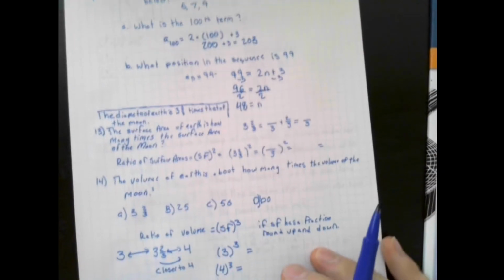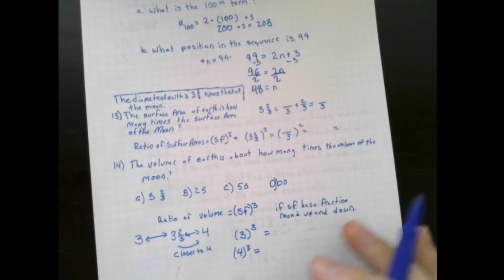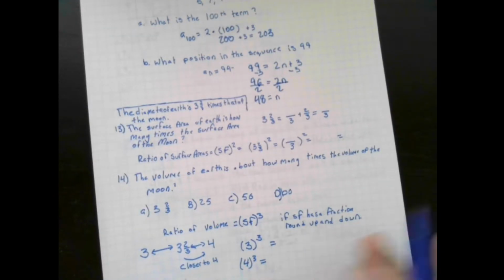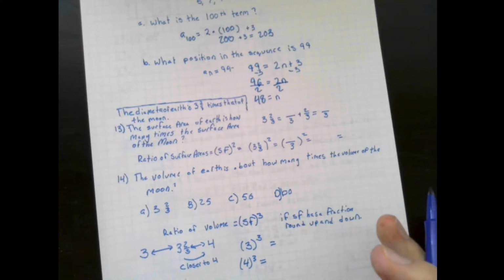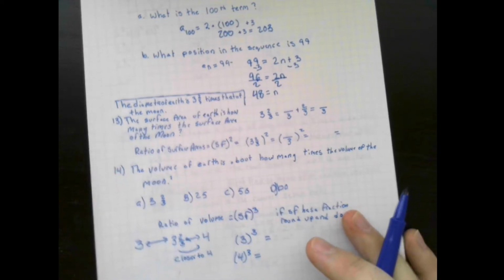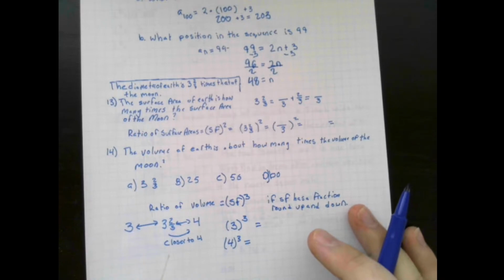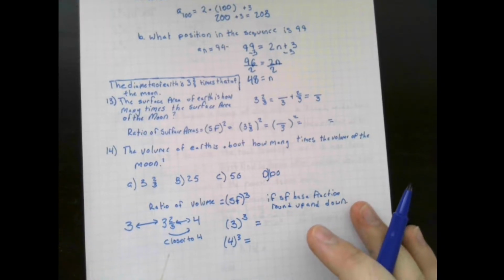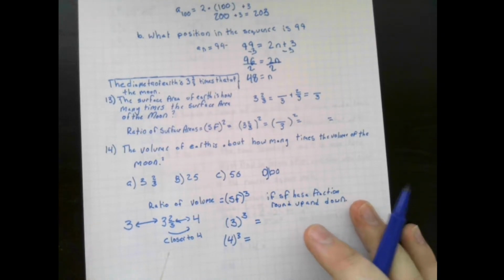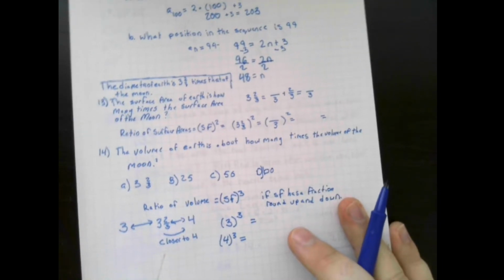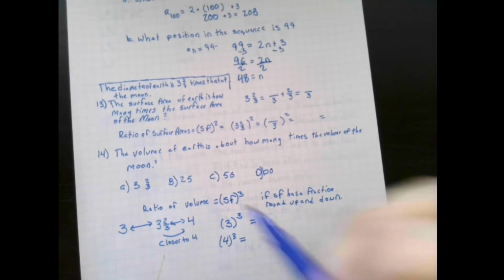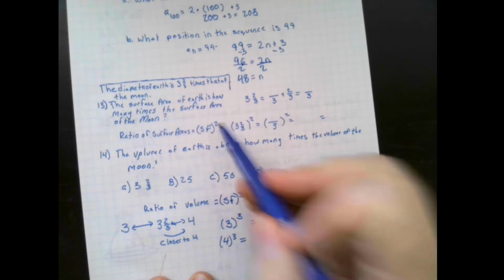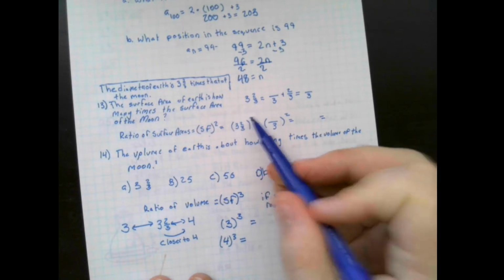Now, our next starred problem is question 13, and it has some background information that we need to know before we can do question 13 and 14. It says the diameter of Earth is 3 2/3 times that of the Moon. The surface area of the Earth is how many times the surface area of the Moon? Well, the ratio of surface areas is the ratio of the diameters squared, so we're going to do 3 2/3 squared.